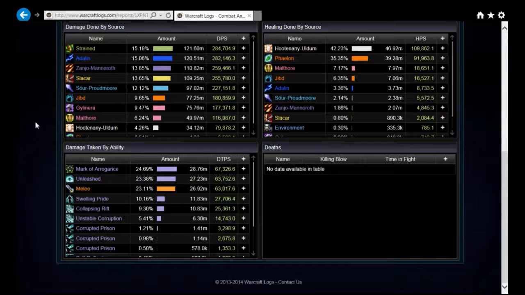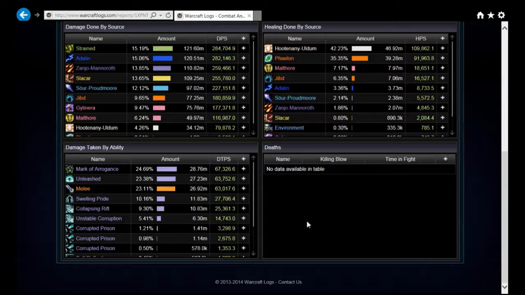Scrolling down a little bit further, we have damage taken by ability. As a raid leader, this is one thing that I definitely look at very closely. See who's managing the mechanics the way that they're supposed to be managed. And we'll get back to that here in just a moment. If you look at the deaths table, there's no data available, and that's simply because we did not have any deaths during this pull. Had there been any deaths or battle reses or anything of that nature, that would be shown right here in this table.